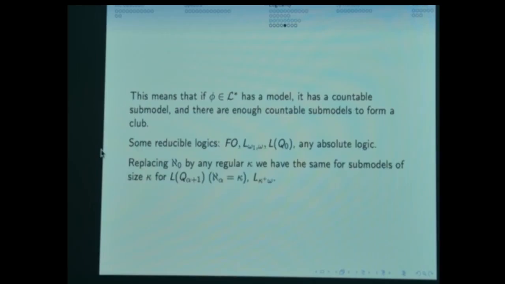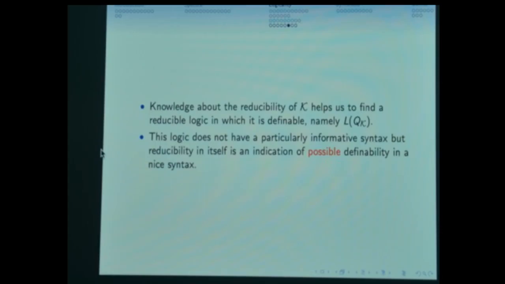That means that if the sentence has a model, it has a countable submodel, and there are enough countable submodels to form a club. There is some reducible logic. So knowledge about the reducibility of the class helps us to find a reducible logic in which it's defined. Now, this doesn't have a particularly informative syntax, but reducibility in itself is an indication of possible definability.